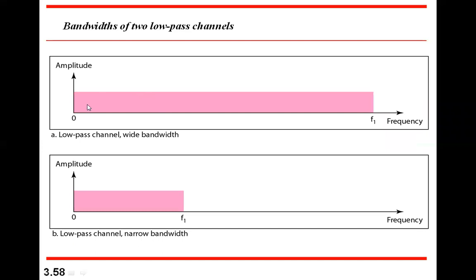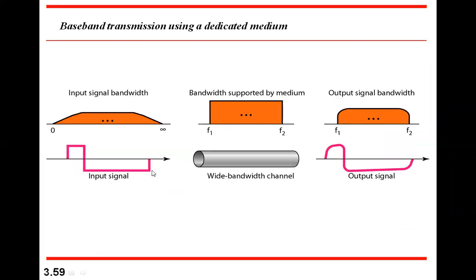These channels can have different bandwidths, larger and smaller. When the channel bandwidth is not infinite, what happens? If it is infinite, we can get back the original shape. If it is not infinite, some frequency components are missed at the receiving end. They are filtered out by the channel. That's why the shape of the signal keeps changing.